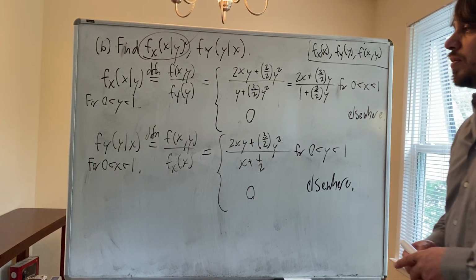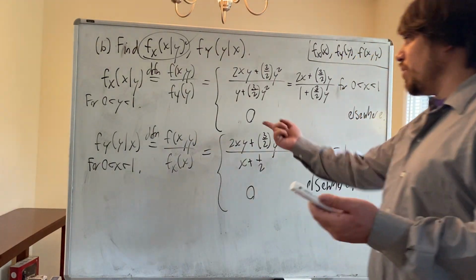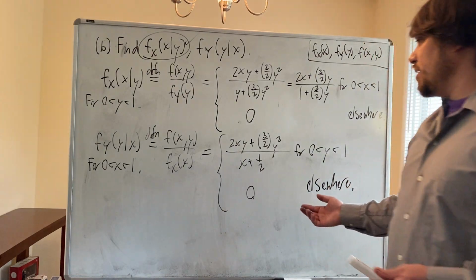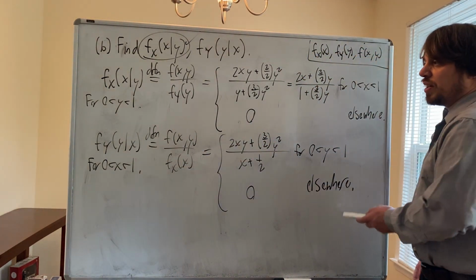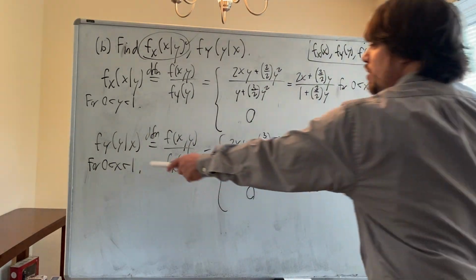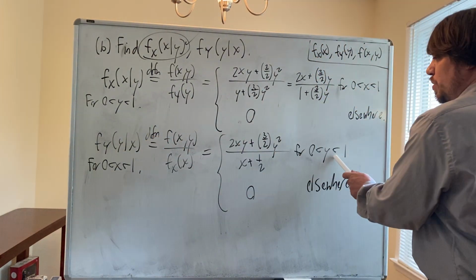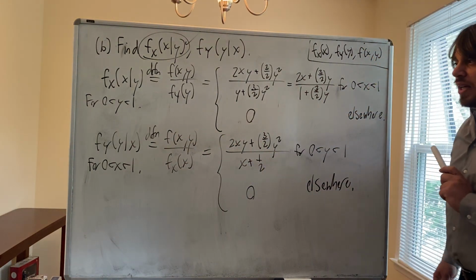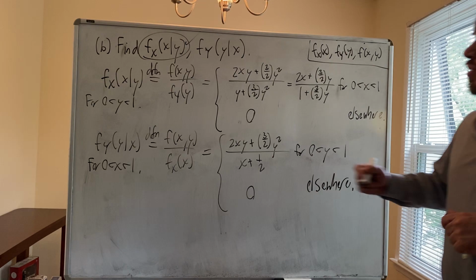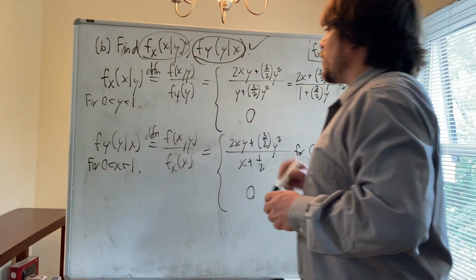Okay, so f of x comma y is 0 if it's not both true that x is between 0 and 1 and y is between 0 and 1. So you get the 0 here. Now if x is between 0 and 1 for this, and y is between 0 and 1, then f of x comma y is this divided by that, which is that. And so we now found both of these functions, and so we are done with part B.